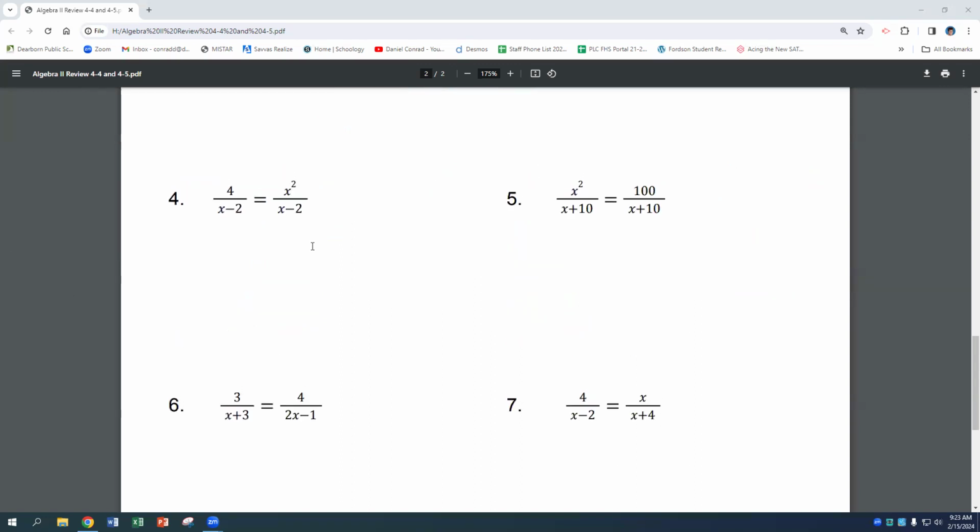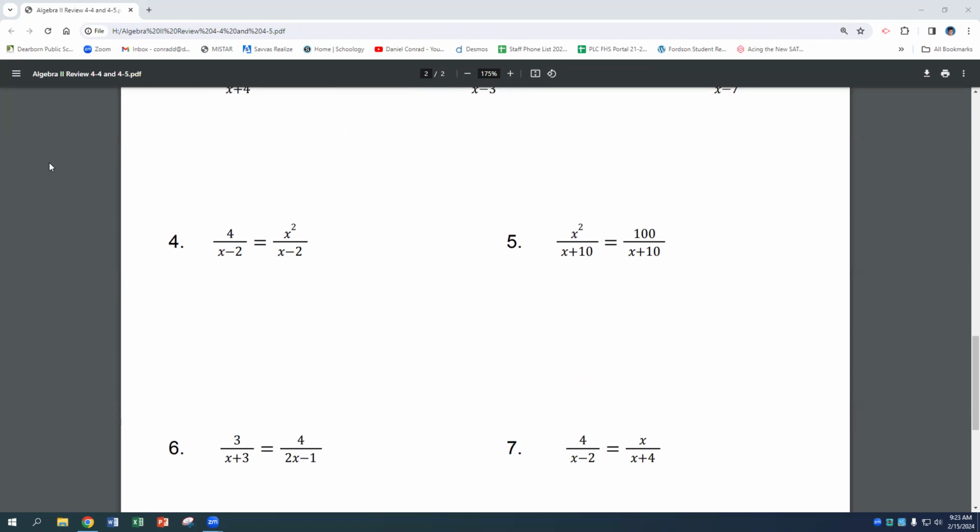Second type of problem here. We have the same denominator, right? So if I multiply everything by x minus 2, I'm going to cancel out both my denominators. Another way I could look at it is multiplying both sides by x minus 2. If I multiply one side by x minus 2, I can multiply the other as well. So they cancel, and I get 4 equals x squared.